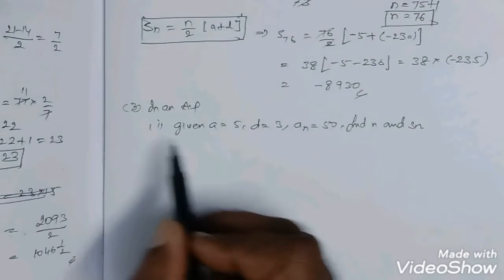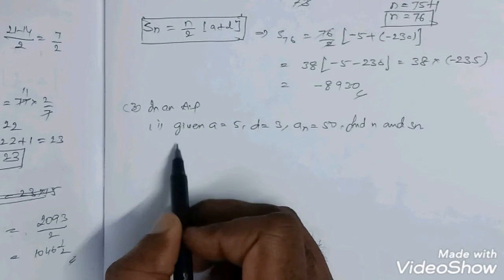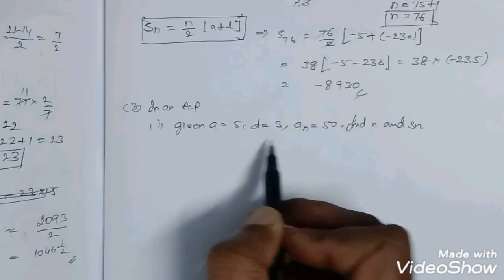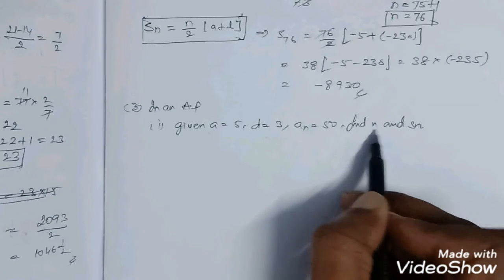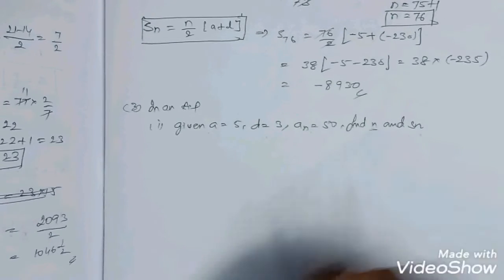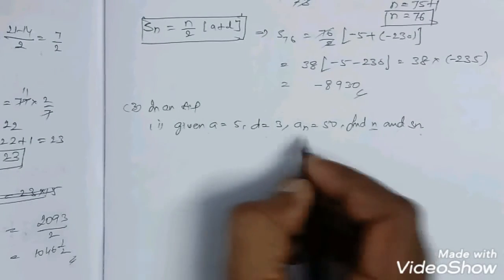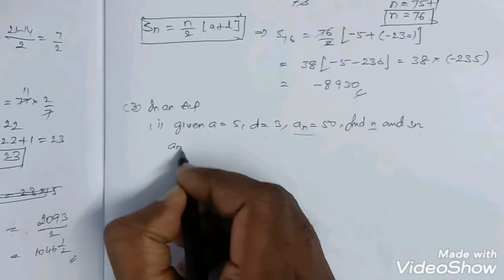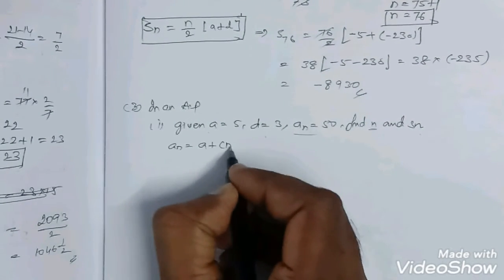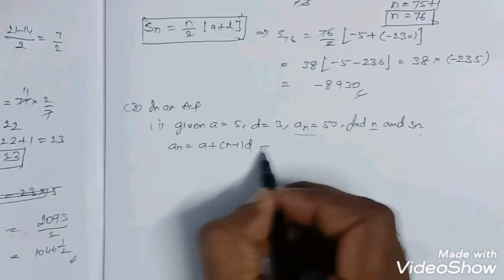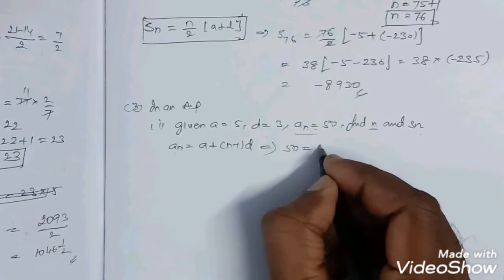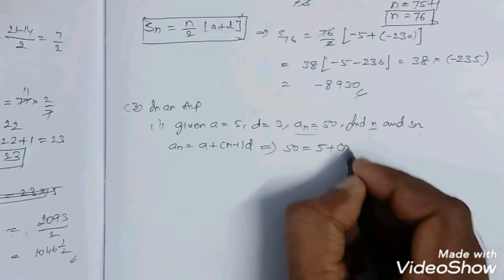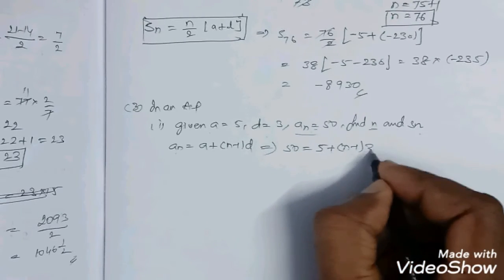Now your next question is given as in an arithmetic progression, a value is given as 5, d value is given as 3, an is given as 50, and you have to find n and Sn terms, right? First you find what is n. So for that you are using your formula, an is equal to a plus n minus 1 into d, right? So in this an already they have given us 50, a value is given as 5 plus n is not given and d value is given as 3.